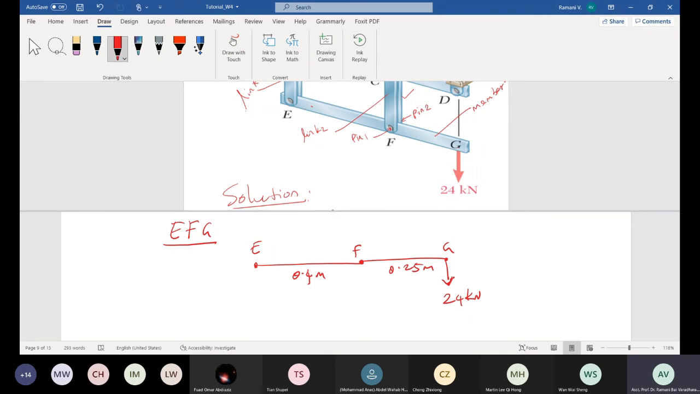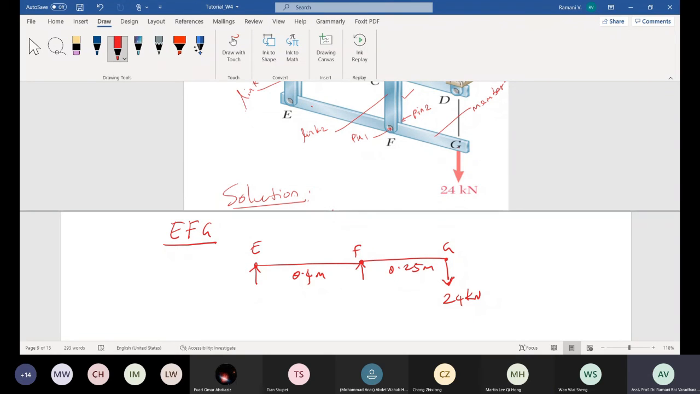Where will you get the reaction because of this loading? Quickly. Reaction at this point, and then this other pin should also share it. Am I right? It's a pin, right? It's not fixed.